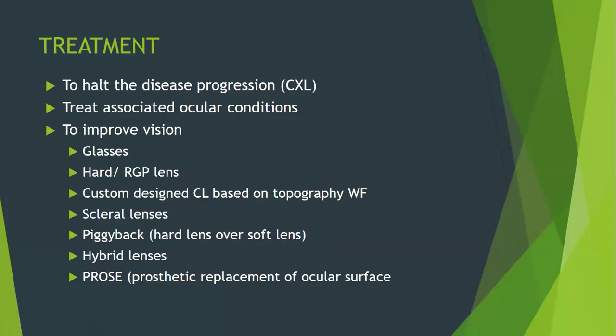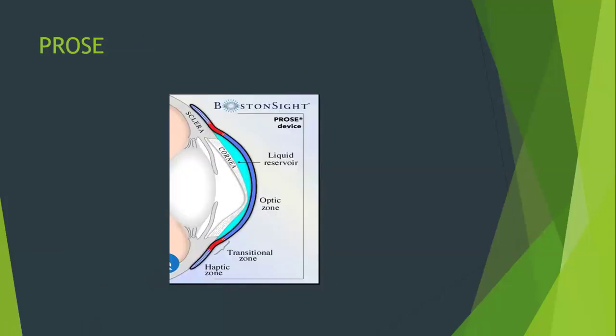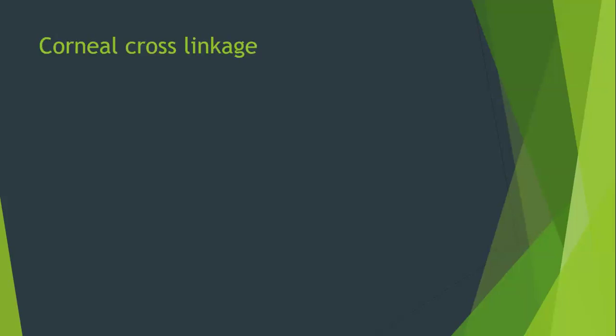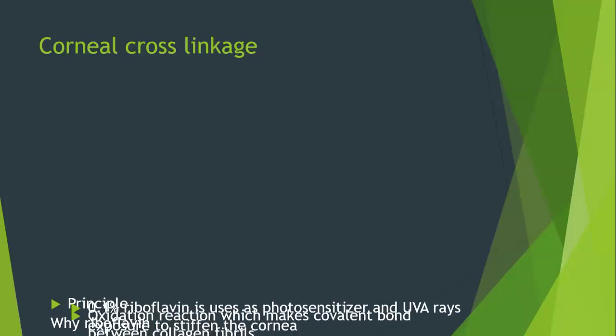So PROS, you must know this. One of the methods is prosthetic replacement of the ocular surface, right? So corneal cross-linkage. I would like you to respond to these questions. So CXL is corneal cross-linkage.